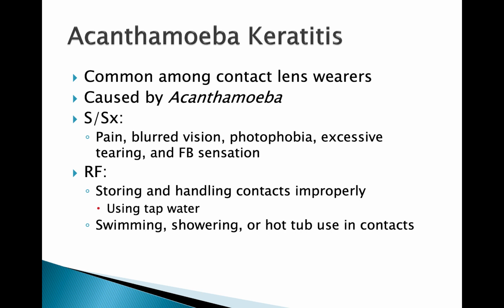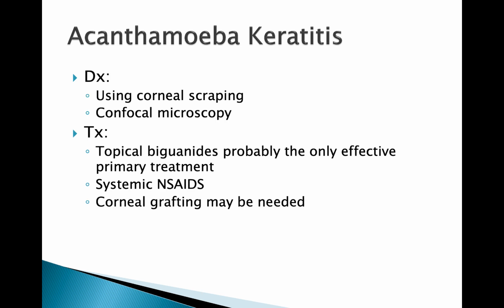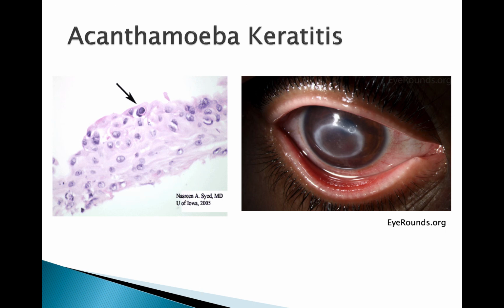So you really have to get a good history and specifically find out, one, if they wear contact lenses, and two, if they've participated in any of these risk factors. Again, this requires a corneal scraping or confocal microscopy, and the treatment is topical biguanides, probably the only effective primary treatment. You can give them systemic NSAIDs, and they also may need corneal grafting down the line. So here is what an Acanthamoeba looks like under corneal grafting, and here it is on physical exam.